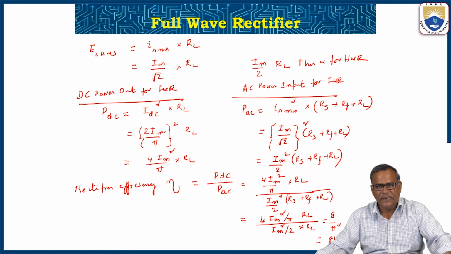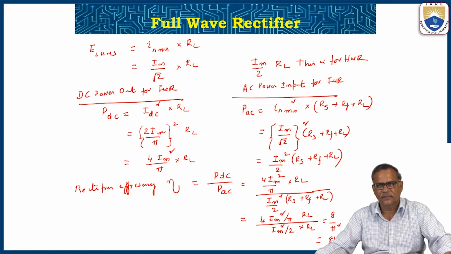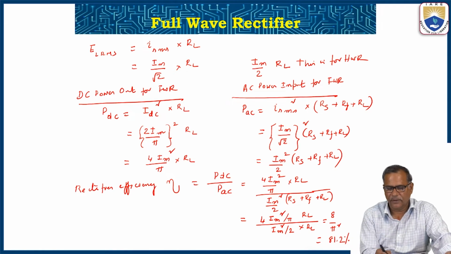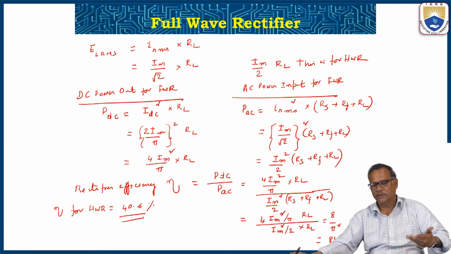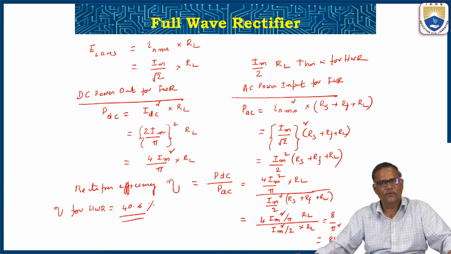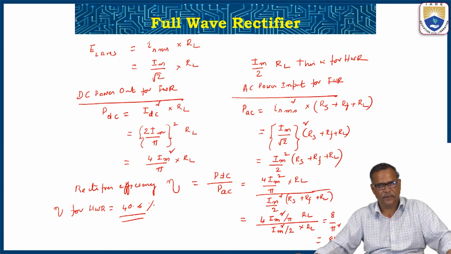So the rectifier efficiency for full wave rectifier is 81.2%. And what is the corresponding value for half wave rectifier? For half wave rectifier, the eta value is 40.6%. So you can say that the efficiency is double in case of full wave rectifier compared to its value in half wave rectifier.